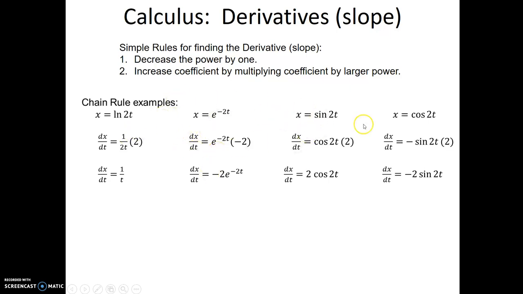And these, by the way, don't come up a whole lot. I mean, the ones that I have right here, especially the natural log and e to the 2t, are probably the most important ones for E and M.